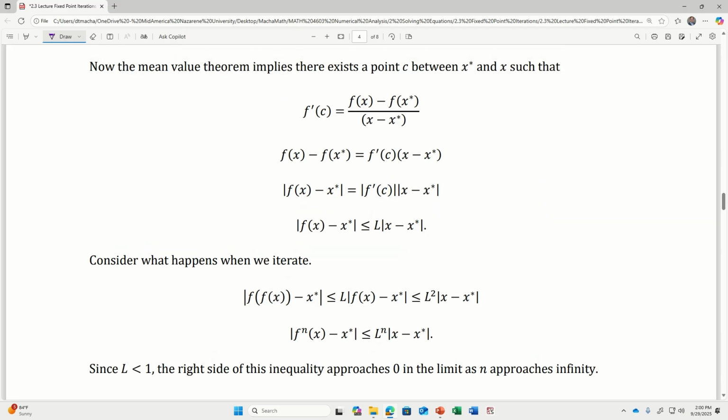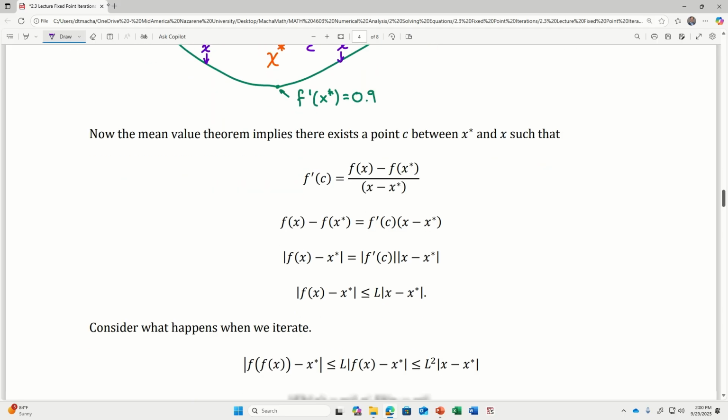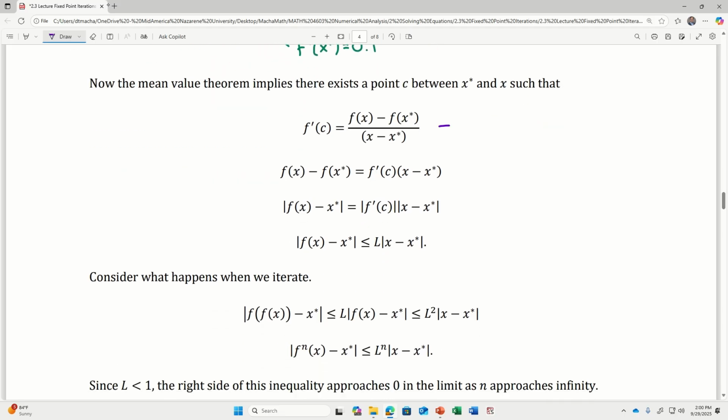So now the mean value theorem implies that there has to be a point C between x star and any x in that interval. So the point C I'm talking about could be like here, between x star and x, such that this, right? This is the mean value theorem.